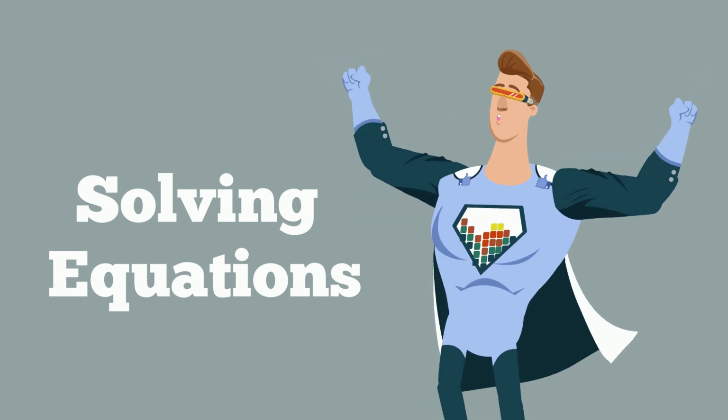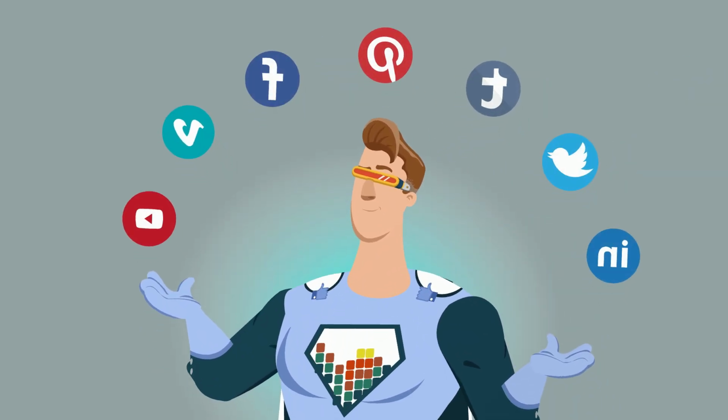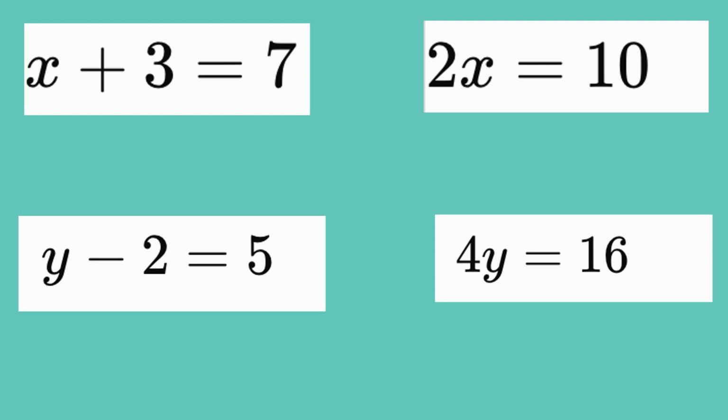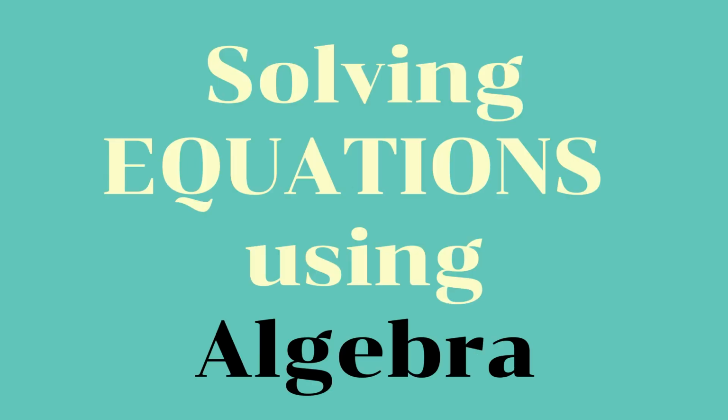Now we will learn how to solve equations. Solving equations means finding the value of the variable that will make our equation correct. Sometimes equations can be solved by inspection or by guessing. Guess the value of x in each of the following. Well done. While this method works for simple equations, it's not always reliable for more complex ones. Complex equations must be solved algebraically.